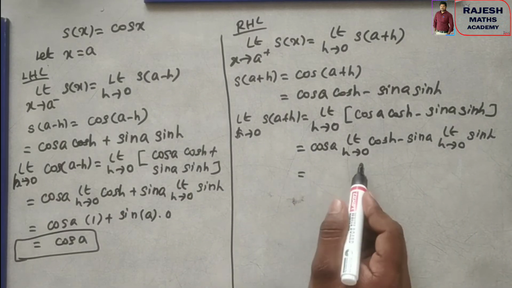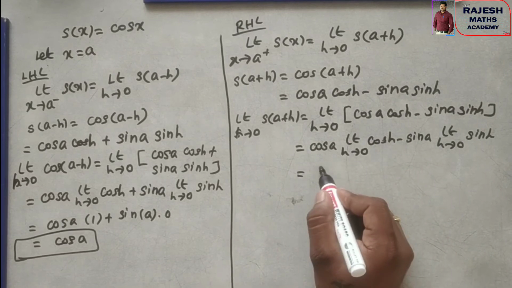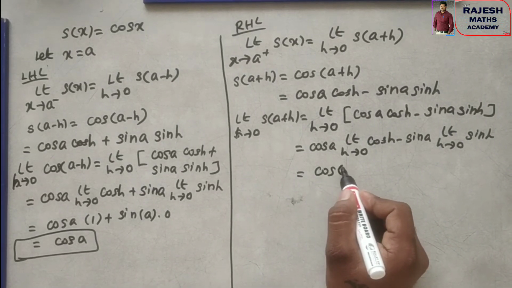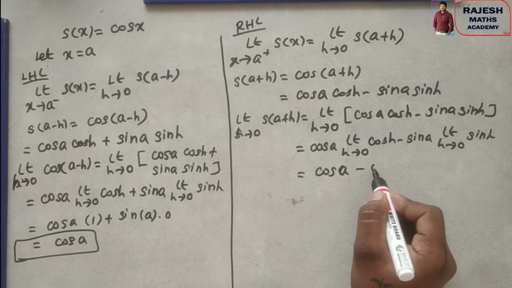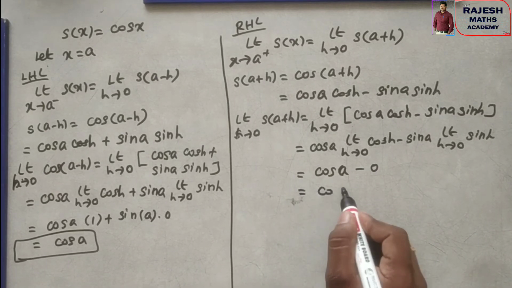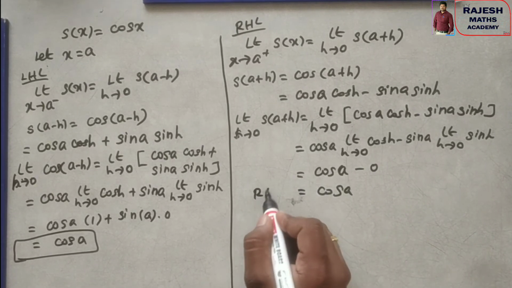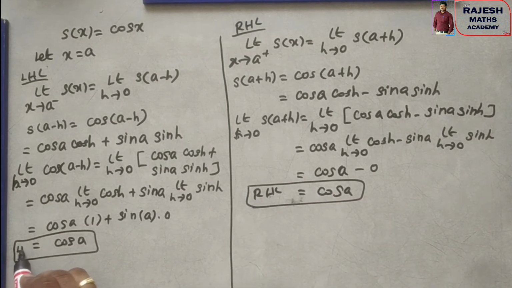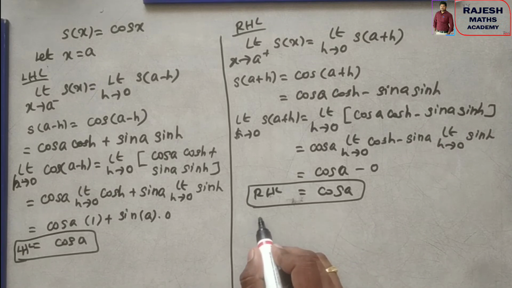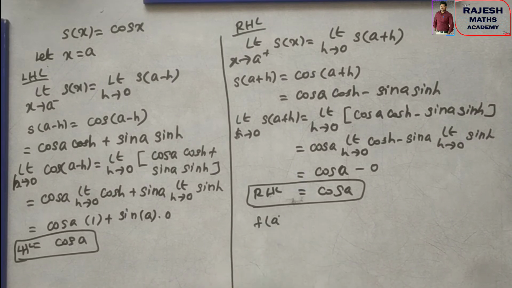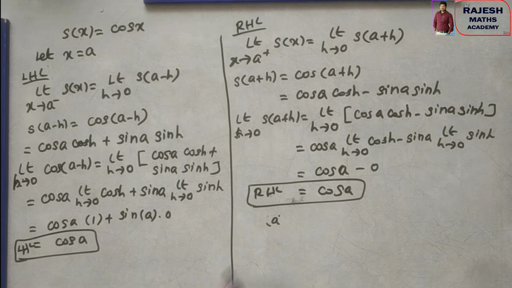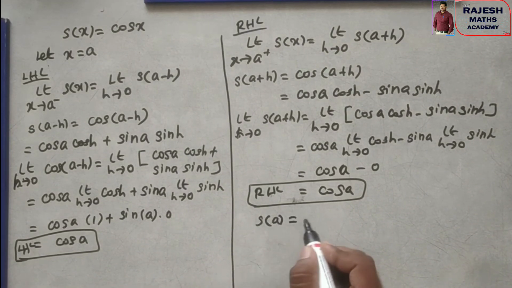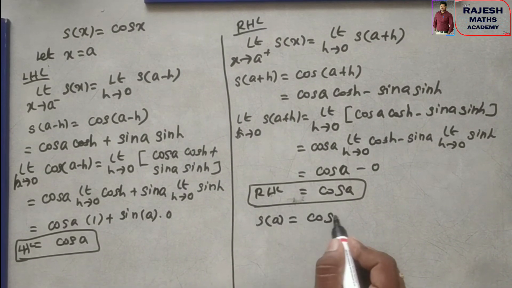So now apply limit: cos 0 is 1. So as usual we will get cos a minus 0, that will be equal to cos a. So my RHL is equal to cos a. LHL I already got, LHL equal to cos a. So LHL equals RHL. We'll find the value of the function s of a. So s of a also is equal to cos a.